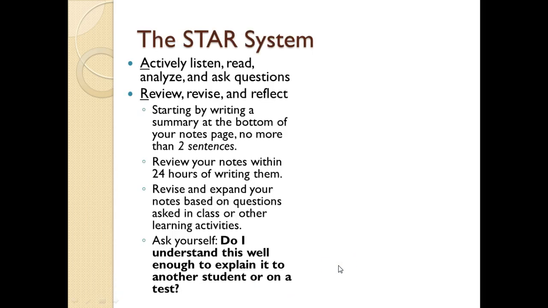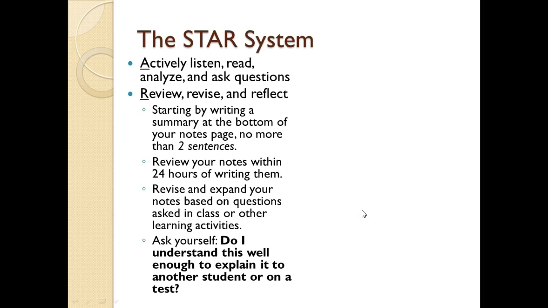So hopefully you've gotten a good idea about how Cornell notes work. The A in the STAR system stands for actively listening, reading, analyzing, and asking questions. These notes have to be an interactive process. The R stands for review, revise, and reflect. And that starts as soon as you finish writing your notes because at the bottom of the sheet there's a section for a summary. Your summary should be no more than 2 sentences.